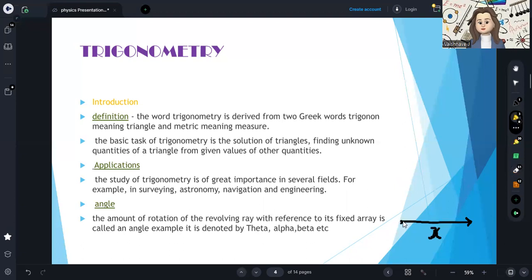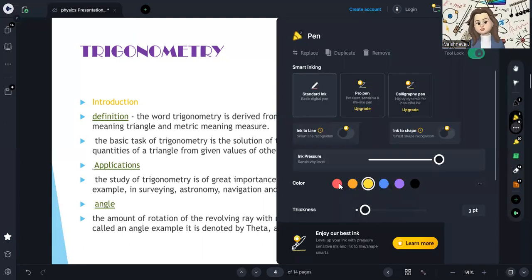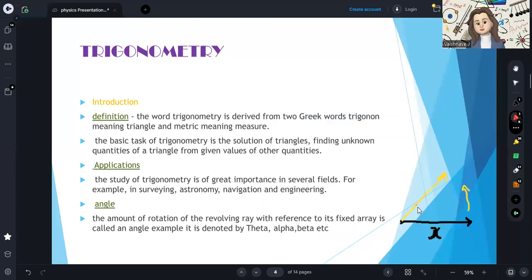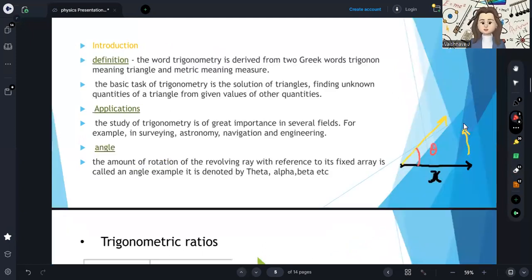Now, there's a revolving ray which is at its position like this. From this position, it revolves and comes until here, like this, right? So an angle is nothing but the space between these, and it is usually represented by theta. I hope you're clear with this.